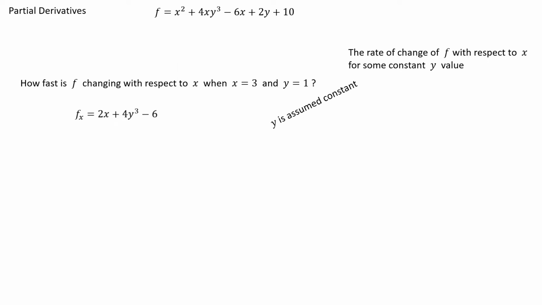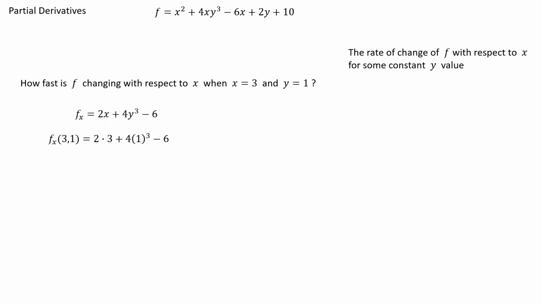Now, while it's clear that y is a constant because they've told us y is 1, wouldn't that mean that them telling us that x is 3 is also assuming that x is a constant? It might sound that way at first, but let's add some nuance to this discussion.